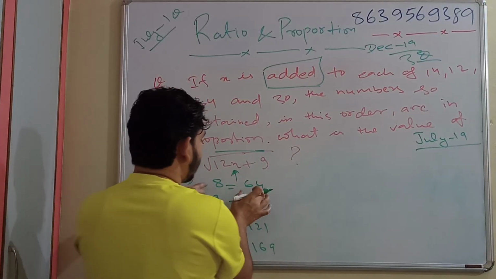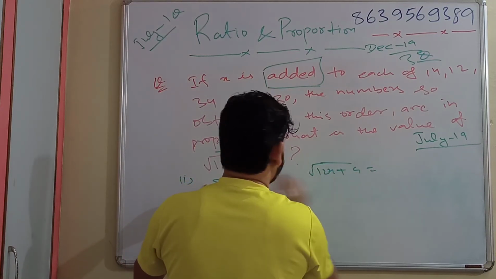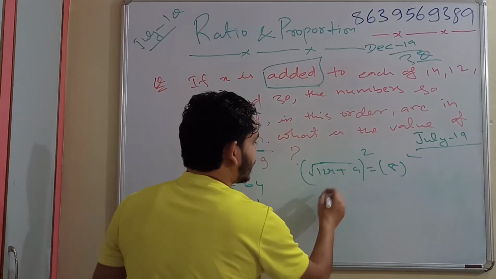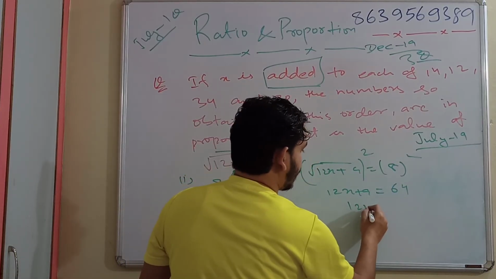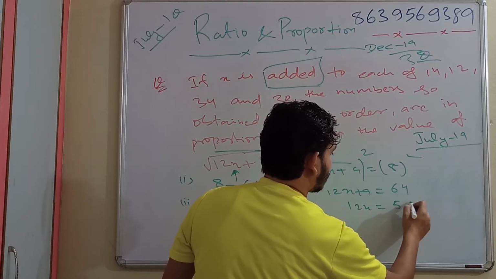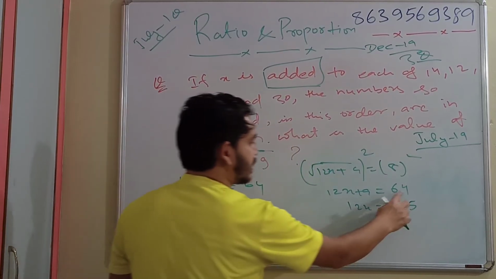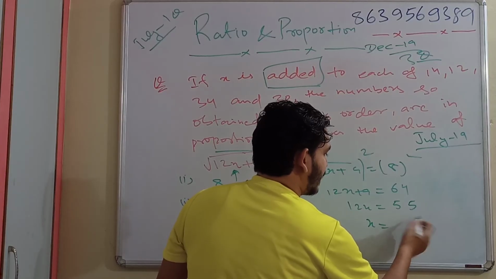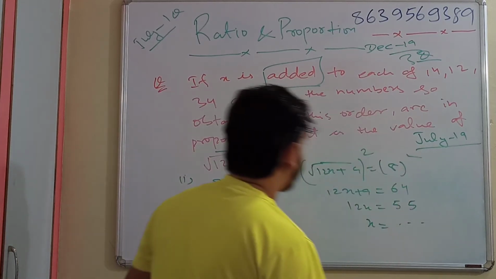So let's see, when we take this one, the square root of 12x plus 9 is equal to 8, which means, squaring on both sides, 12x plus 9 is equal to 64. Now 12x is equal to 64 minus 9, which is 55. Now x will not be an integer value, it will be a decimal value. So this cannot be the appropriate option.